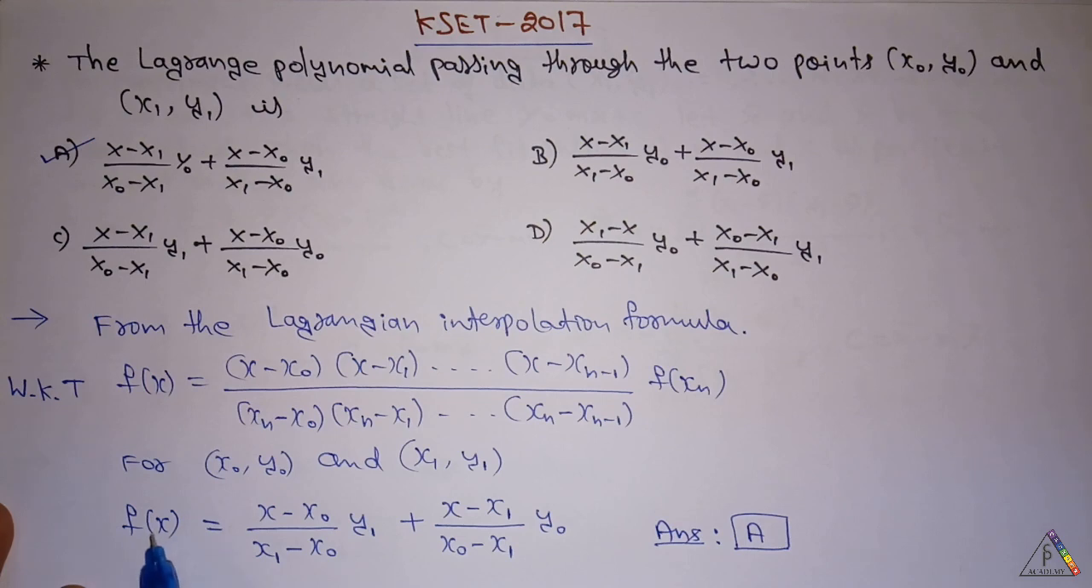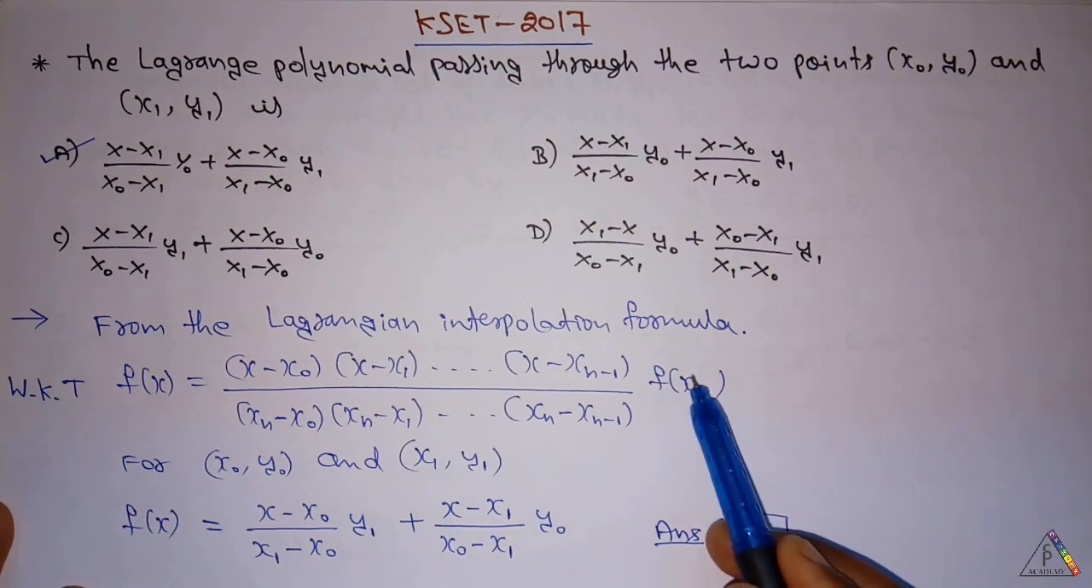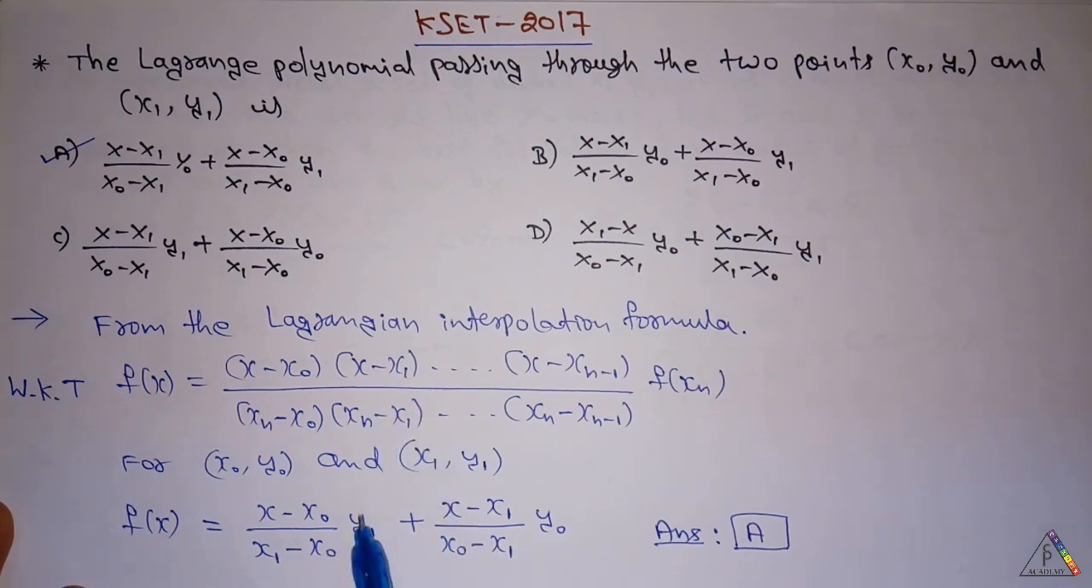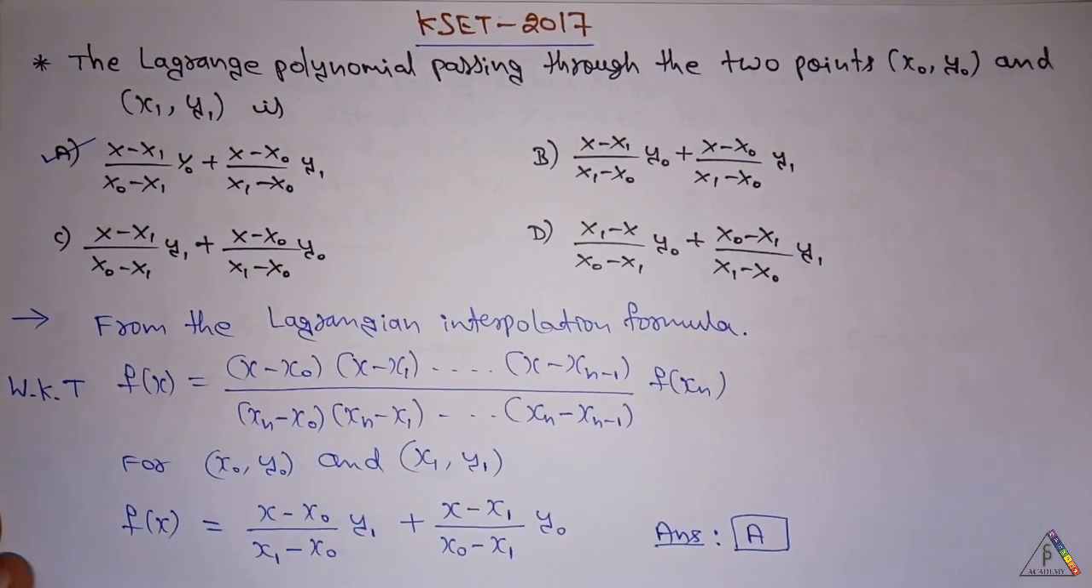The polynomial for the Lagrangian equation is equal to x minus x0 into y1, meaning the term which is a function of f will not have the term in the numerator. Since this function is a function of x1, here only the term x0 divided by x1 minus x0, plus here the function is a function of x0, therefore here the term is x1. Therefore x minus x1 divided by x0 minus x1 into y0. Therefore, for this question, A is the answer.